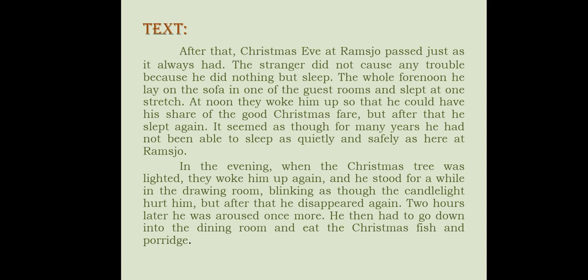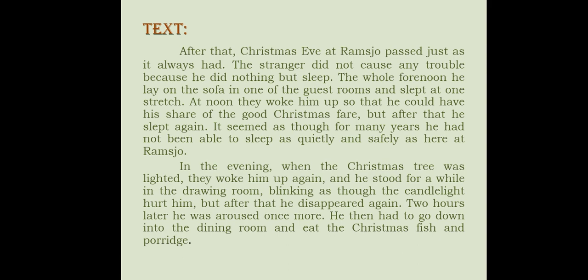Everything was usual at Ramsjo on that Christmas Eve. The stranger did not make any trouble. He was sleeping and did nothing. During the whole afternoon, he was sleeping on the sofa of the guest room. He did not wake up in between. In the afternoon, they woke up the stranger so that he could have good food prepared for Christmas. After taking food, the tramp again slept. It appeared that he had not slept in many years. Probably he had never experienced a quiet and safe environment like that of the house of the Iron Master.